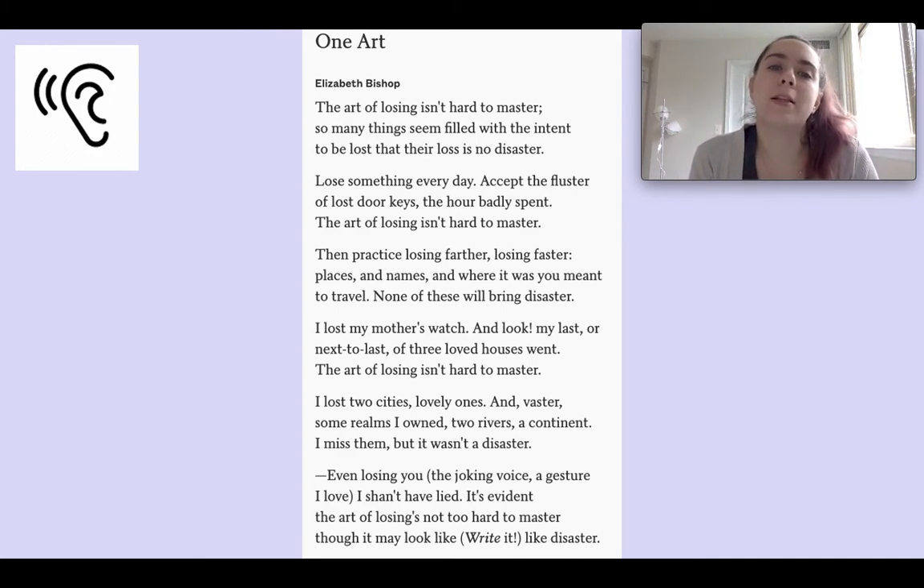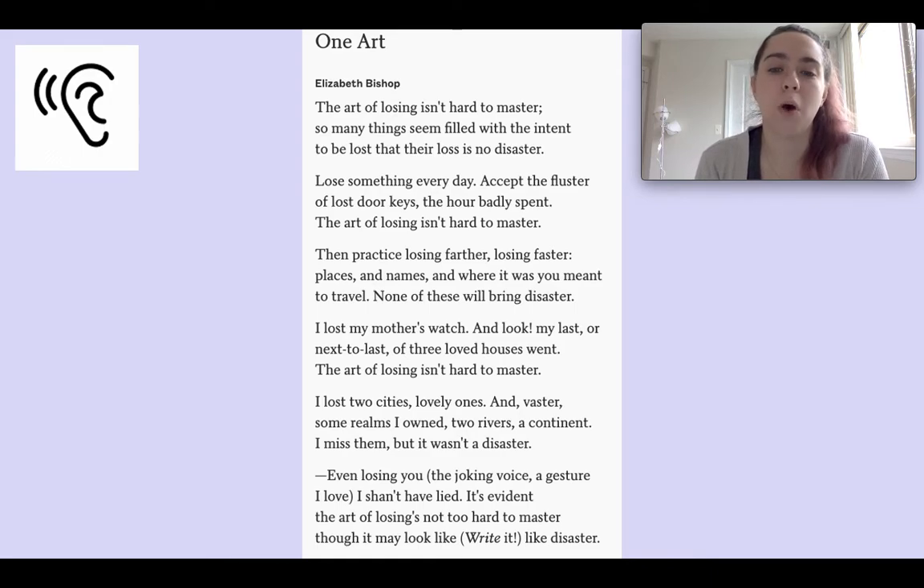One Art by Elizabeth Bishop. The art of losing isn't hard to master. So many things seem filled with the intent to be lost that their loss is no disaster. Lose something every day. Accept the fluster of lost door keys, the hour badly spent. The art of losing isn't hard to master. Then practice losing farther, losing faster: places and names and where it was you meant to travel. None of these will bring disaster.